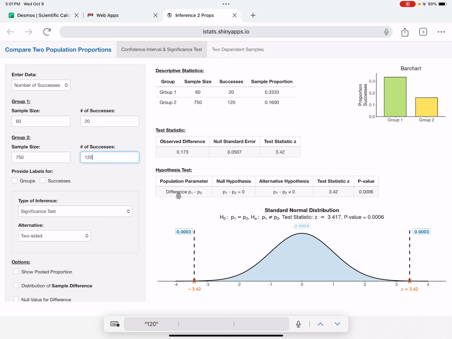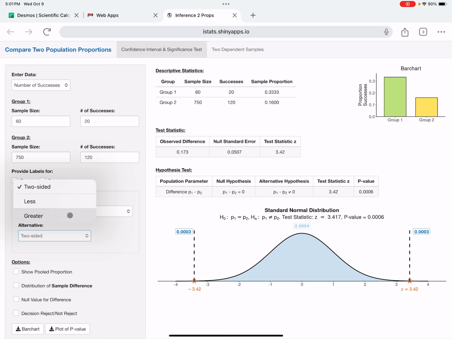Let's be careful, though, because I think this is running a two-tailed test. From the picture, it looks like it's running a two-tailed test. We don't want it two-tailed. We want it to run a right-tailed test. Okay, so here's our p-value, 0.0003. So let's write down the results of that.